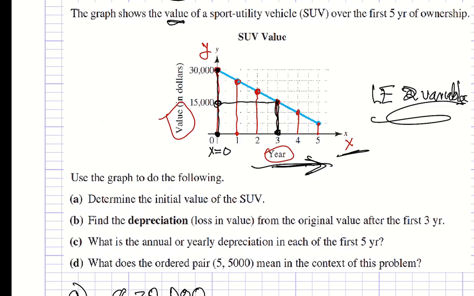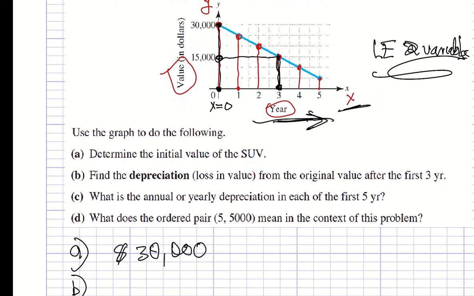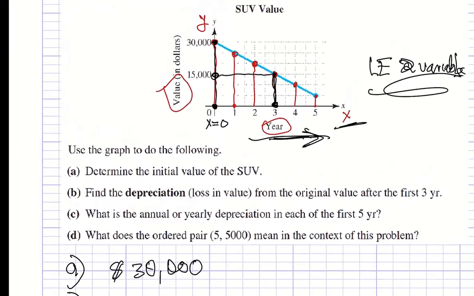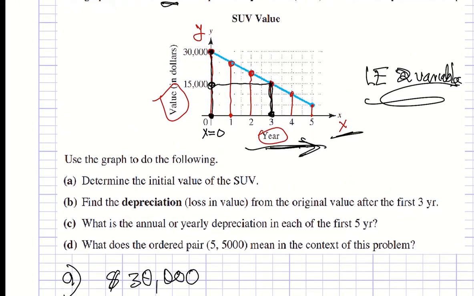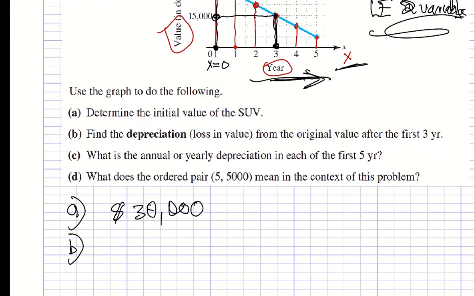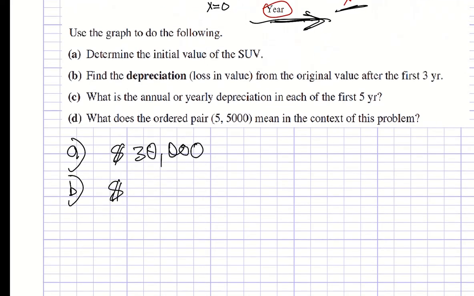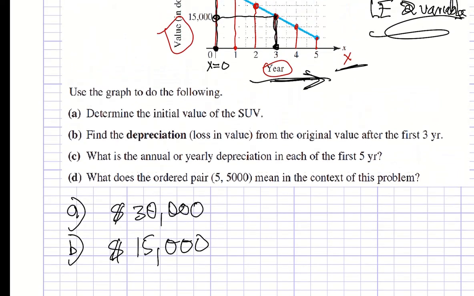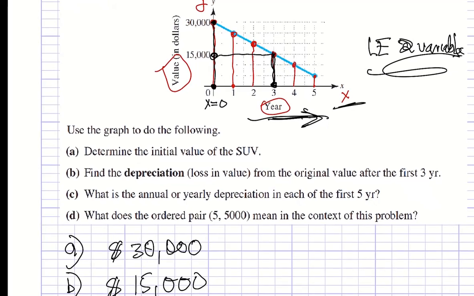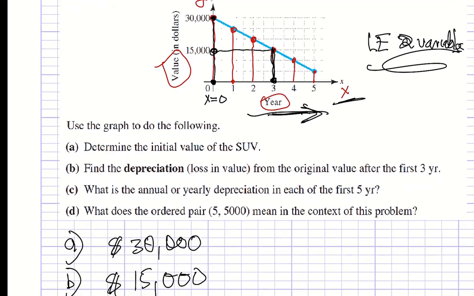That's 15. So the depreciation loss in value from the original after the first 3 years, you see it right there, is 15,000. Okay, 15,000. After 3 years, that's the depreciation value there. So right there, they put it in the graph for you. So don't overthink the problem. If you understand the graph, just use it to solve the problem.